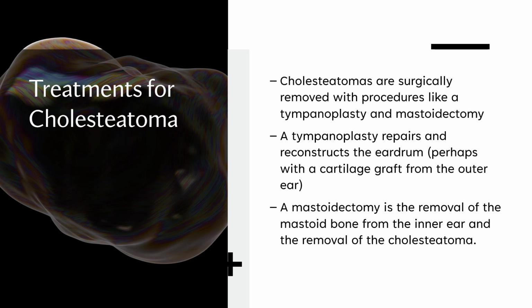It is surgically removed with procedures like a tympanoplasty and a mastoidectomy. A tympanoplasty repairs and reconstructs the eardrum, perhaps with cartilage from outside of the ear, and a mastoidectomy is the removal of the mastoid bone from the inner ear and the removal of the whole cholesteatoma.